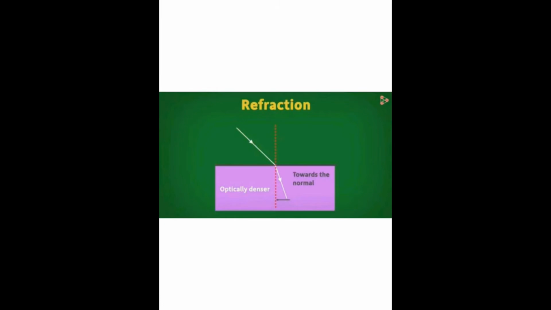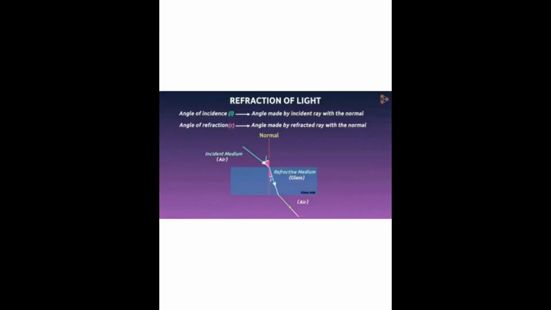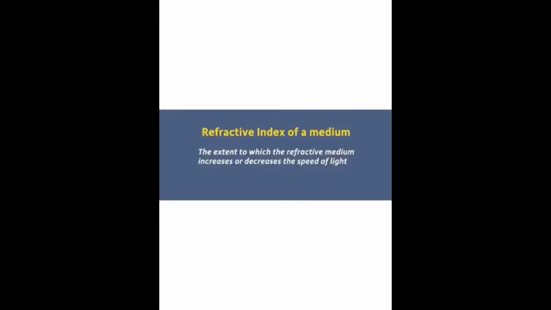So students, think: why is the direction of the light changing? Because the change in the direction of the light is caused by the change in its speed. Okay. So when the speed of light changes, the direction of the light also changes. See this diagram. When light moves from air to glass, the direction of the light changes. Again, when it moves from glass to air, the direction changes. So refraction means it changes its direction when it travels from one medium to another medium.